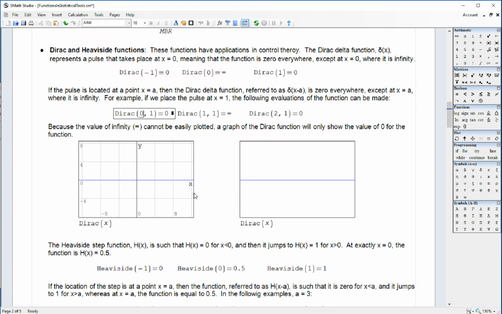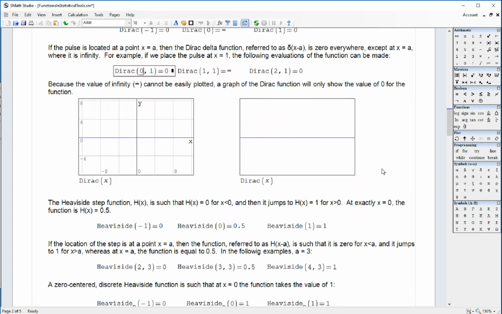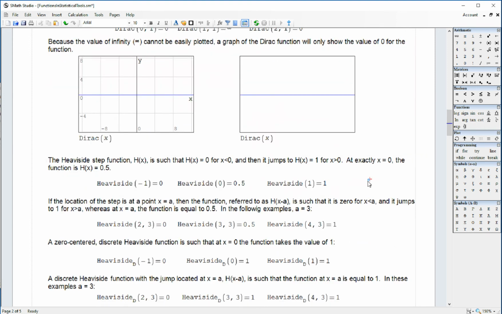because at the point where the function goes to infinity, it's a single point, and it typically is represented when you draw that by hand with an arrow at a particular point indicating that that value is going to infinity. The Heaviside function is also called the step function, and what happens is that at the point where the step occurs, the function goes from 0 to 1, and so exactly in that middle point it will be 0.5.